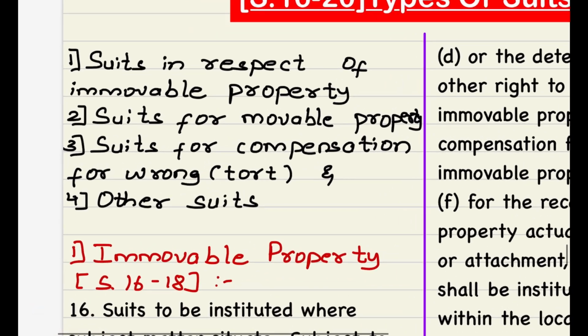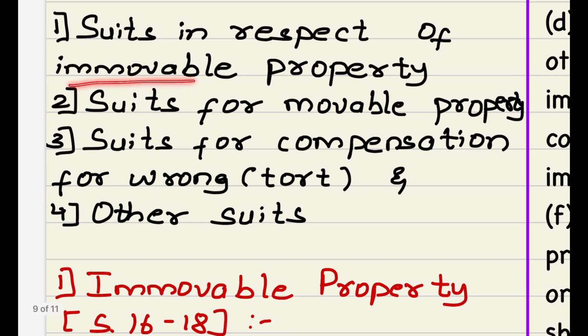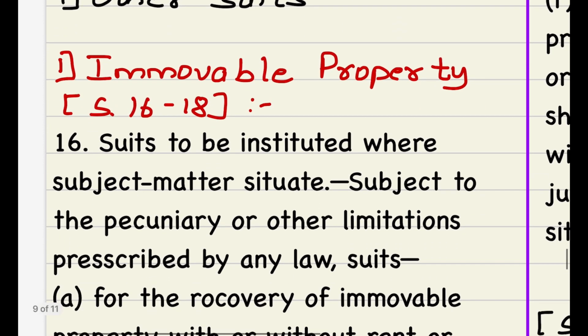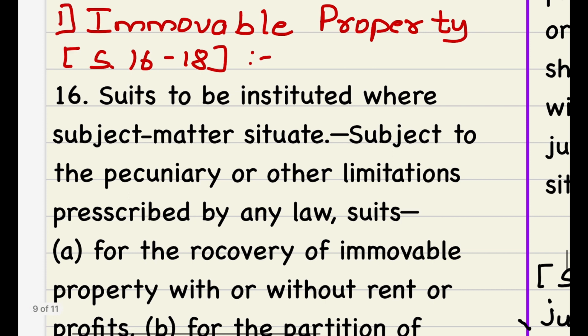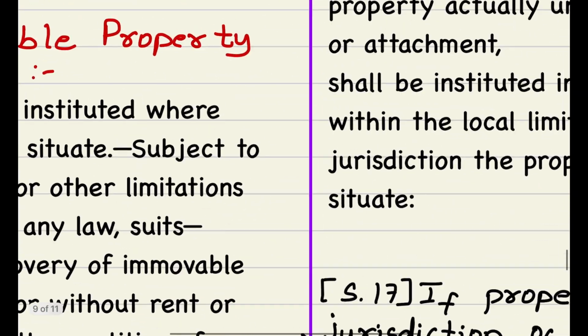Types of suits. So there are in total 4 types of suits: suits in respect of immovable property, then suits for movable property, then suits for compensation for wrong, tortious suits, and other suits. So first, immovable property. To file a suit in respect of immovable property, we have to see where the immovable property is situated, its location, to which court's jurisdiction the immovable property falls. We have to see that. It covers different scenarios of immovable property, the section.